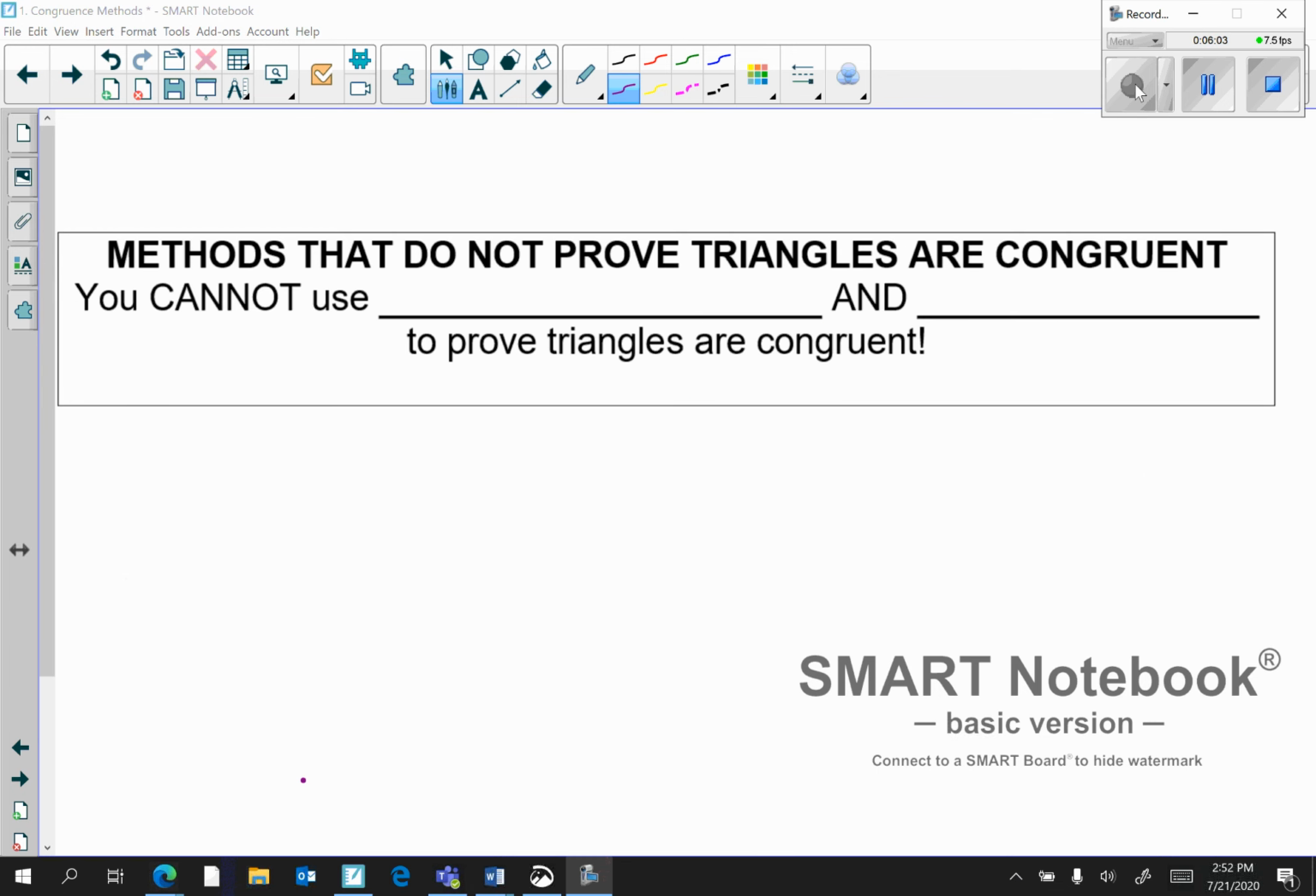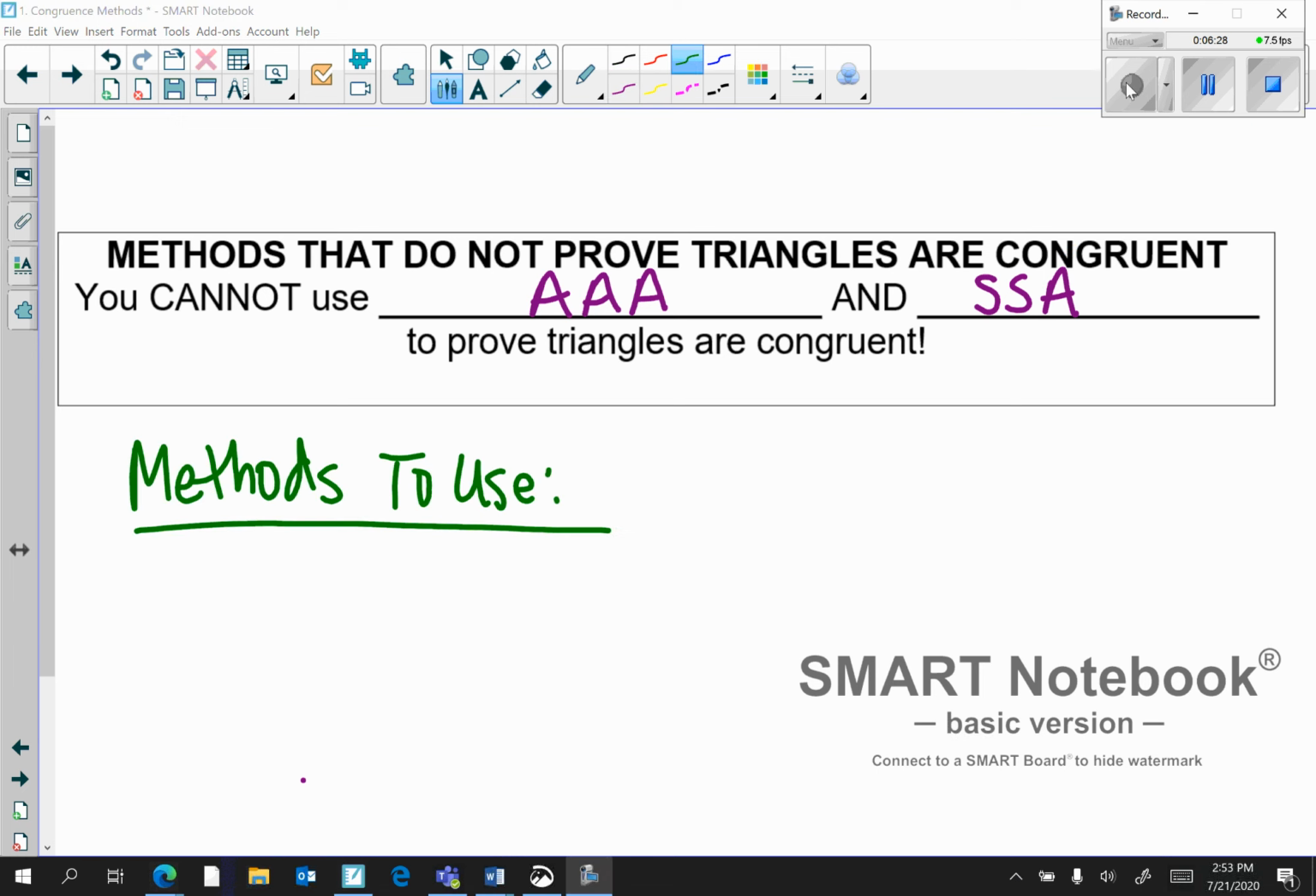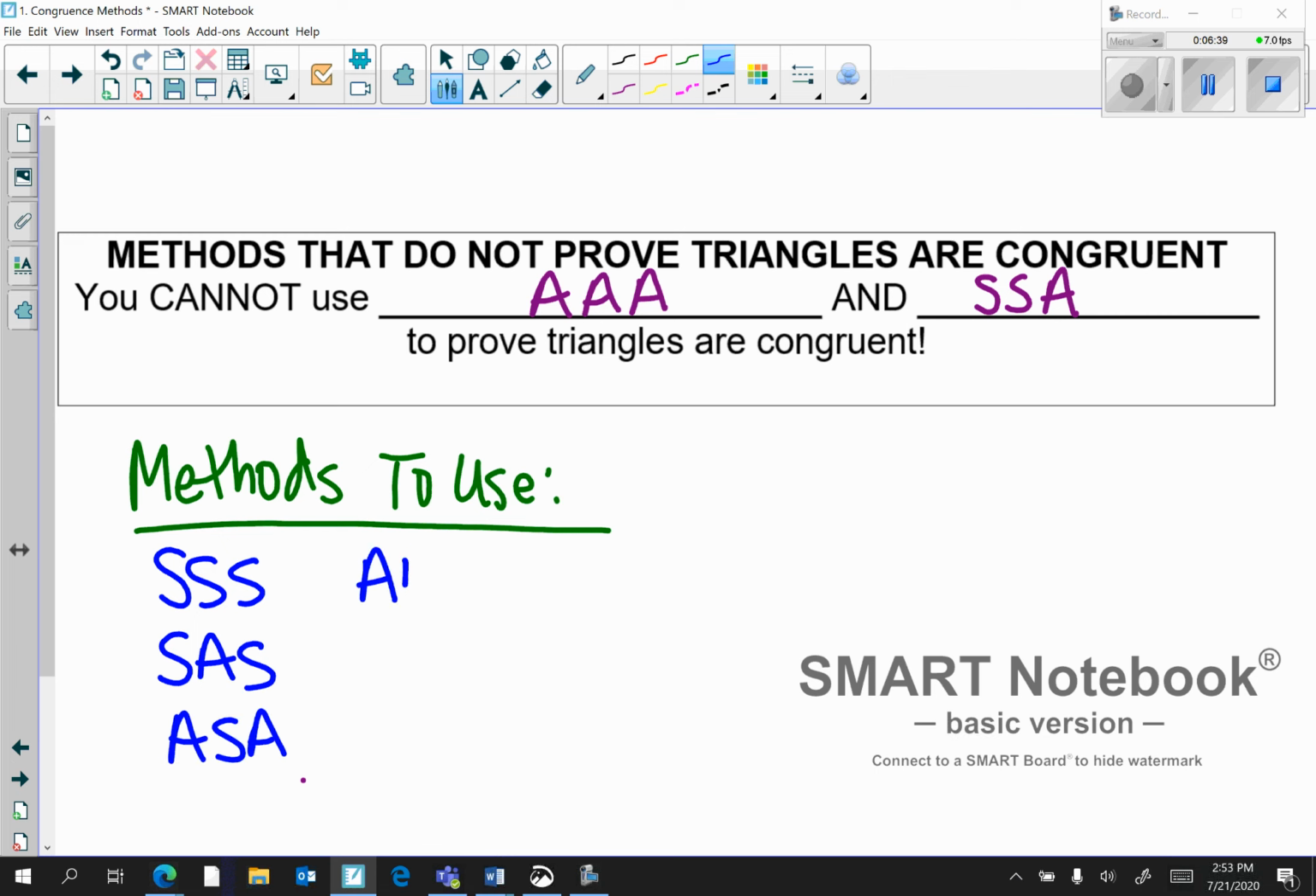There are two methods that do not prove triangles congruent. You cannot use angle, angle, angle, and you also can't use side, side, angle. And that's a bad word spelled backwards. These two methods do not prove triangle congruence. The only methods that we can use are side, side, side, side, angle, side, angle, side, angle, angle, angle, side, and hypotenuse leg.